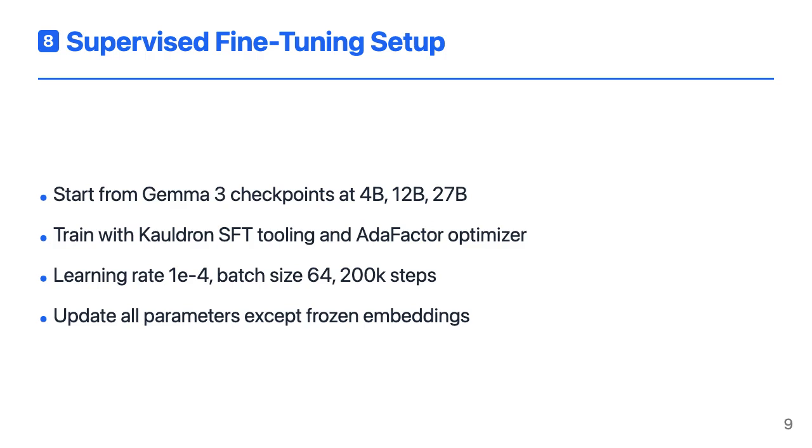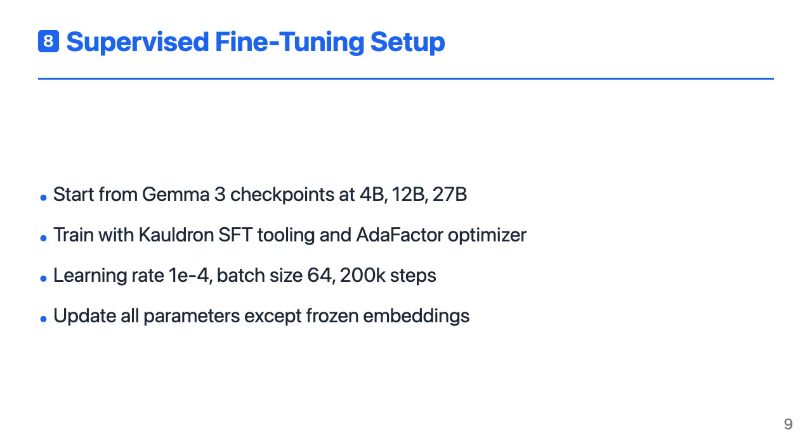For supervised fine-tuning, the team starts from the released Gemma 3 checkpoints at 4, 12, and 27 billion parameters. They use the Kauldron SFT tooling with the Adafactor optimizer, a learning rate of 1e-4, a batch size of 64, and run for 200,000 steps. All model parameters are updated, except the embeddings, which are frozen.